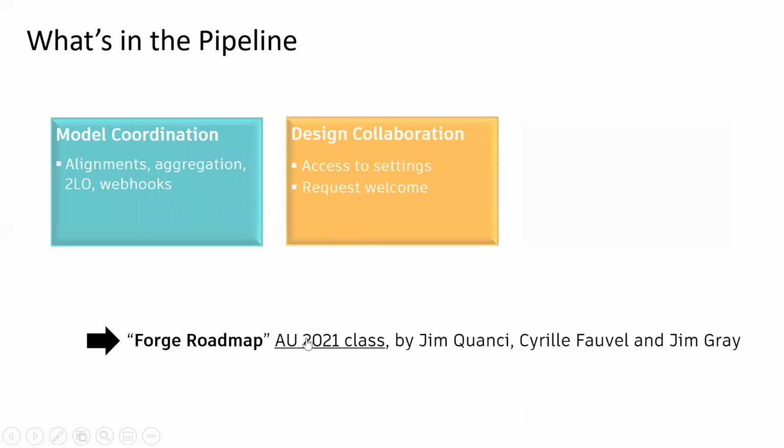And there is also model coordination and design collaboration. These are the items in the pipeline. There was a separate Forge roadmap session led by Jim Quancy, Cyril Faubel, and Jim Gray at Autodesk University last year. Jim Gray, director from the construction team, talks about the ACC API roadmap and the vision for this year from an API perspective. So for plans for the future, please refer to that session.